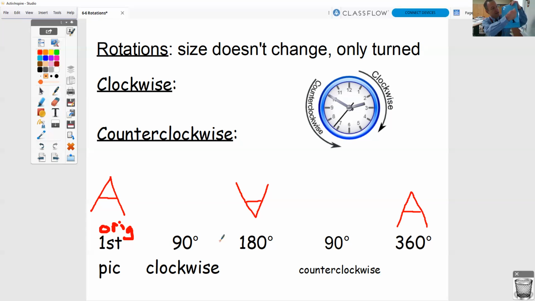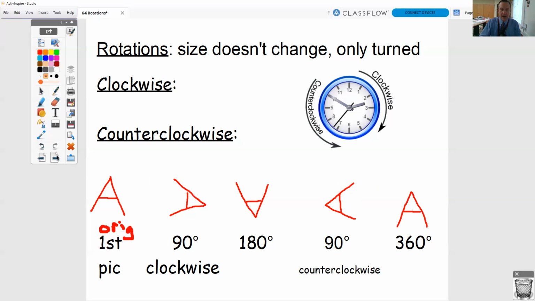Clockwise goes around like the hands of a clock does. So it's going to go around like this. So clockwise, 90 is going to turn like this. So the top is going to be to the right, same size, same shape. It's just turned on its side. It's a quarter turn. Counterclockwise is backwards clock. So if I go from 12 to 11 to 10 to 9, it's going to look like this. So a 90-degree rotation is just a quarter turn.